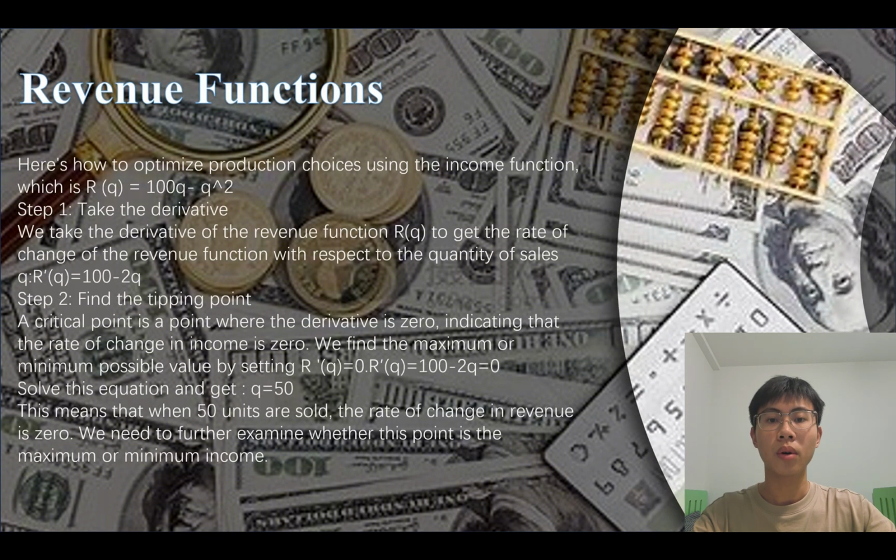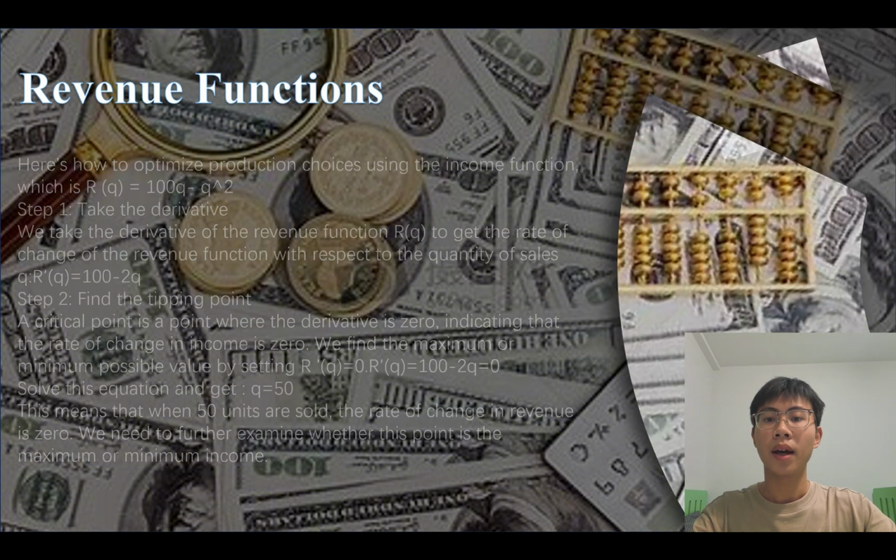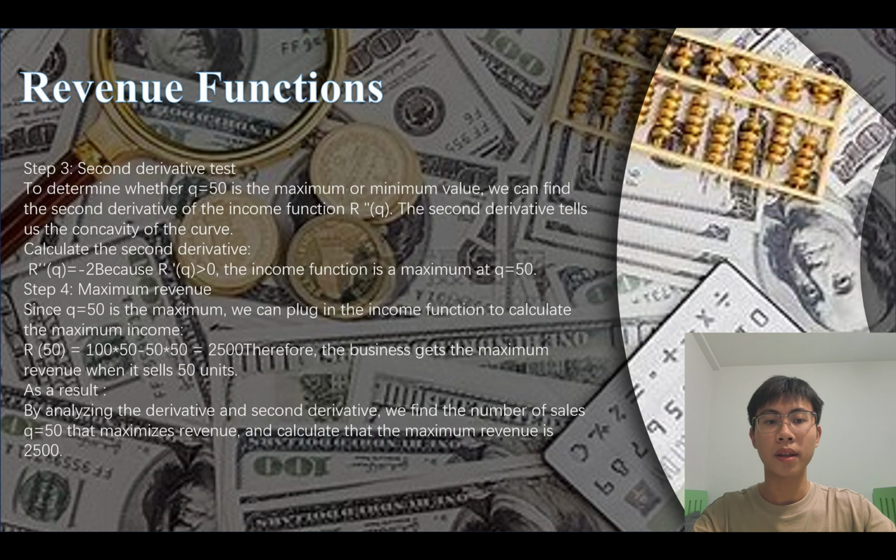Now, I will tell you how to use it. Suppose that the revenue function is R of Q equals 100Q minus Q squared. First of all, take the derivative of this function. Next, find the zero of the derivative function. And then we take the second derivative to see if the zero of the derivative corresponds to a maximum or a minimum. Finally, we can come to a conclusion about when and how much we earn the most.